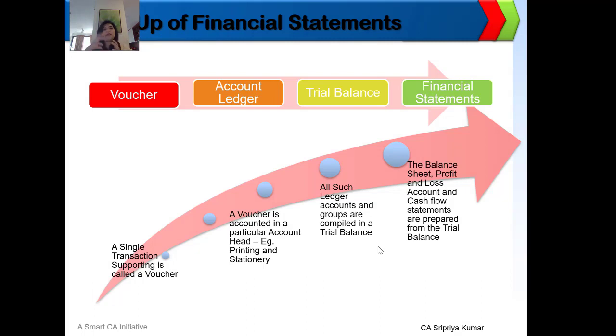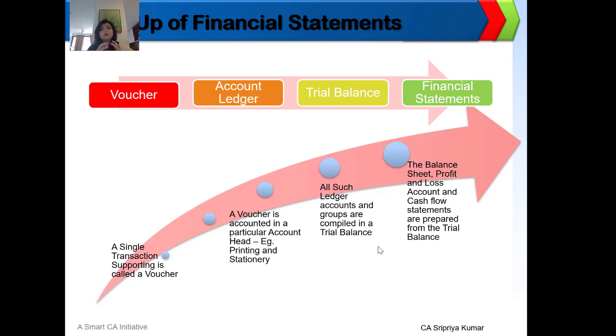Now these vouchers get aggregated to particular account heads. That's the next level. So I had a lot of vouchers. So somebody thought it fit to group similar transactions. So I put all printing and stationery into an account. I put all rent into an account. I put all export sales into an account. I put all import purchases into an account. So I create as many number of accounts as I need in order to make my presentation, analysis, anything simpler.